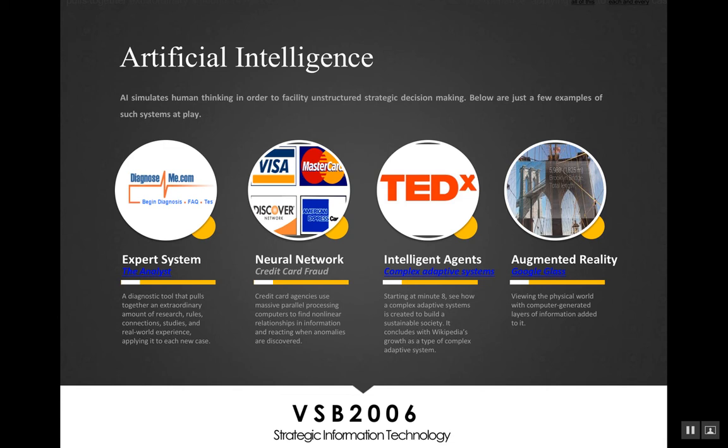And then one of the big areas that has been in progress right now is this idea of artificial intelligence. We define artificial intelligence as a simulation of human thinking in order to facilitate unstructured decision making, using data and information. All right.